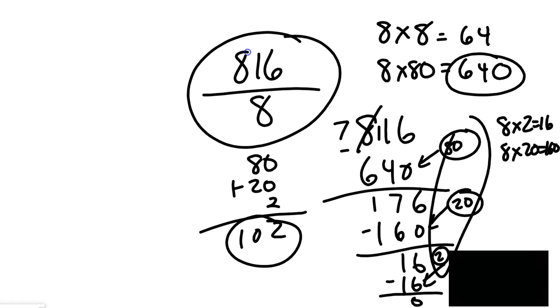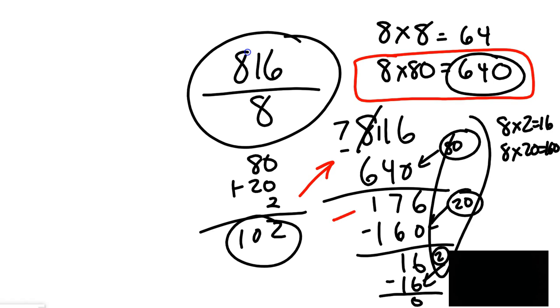I think what I just want to say is you really want to take away the biggest number you can without going over. One of the biggest numbers. So, I did 8 times 80 is 640. So I subtracted that from 816. I was left with a number. Now I'm trying to figure out how many times 8 goes into 176. Once again, a big number was 160. Did that subtraction. Got 16. I know that 8 goes into 16 2 times.